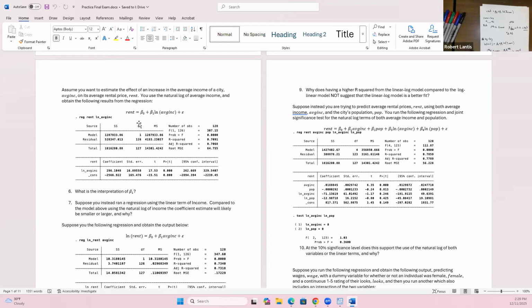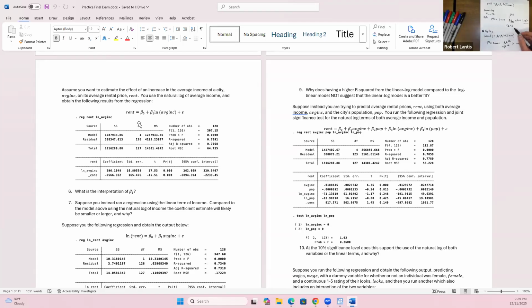I don't have to do any conversion. Everything's in terms of percentages when I take the natural log of both sides, okay? Now, if I were to run this log model, here I had a 1% change in income. Here I had a 1% change in income, okay? Its impact on rent, right? This was going to be the effect, but I have to then divide it by 100, okay?